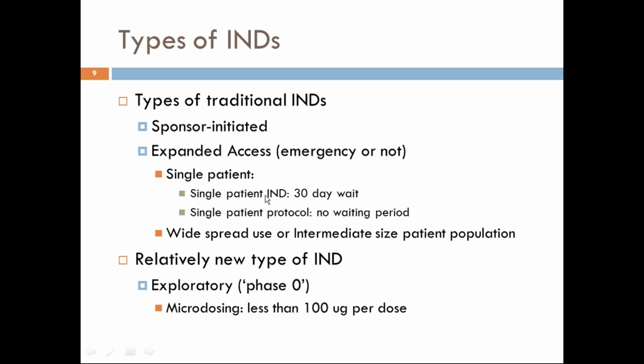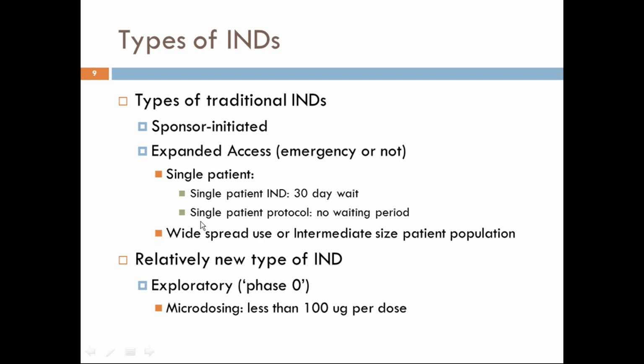So it can be for a single patient. And so sometimes you have to apply to the FDA for just a single patient IND. So a whole new IND for just that one patient. You get a separate IND number, things like that. So that also includes the 30-day wait.